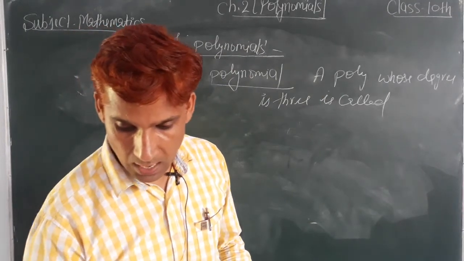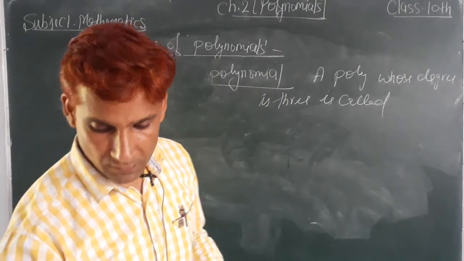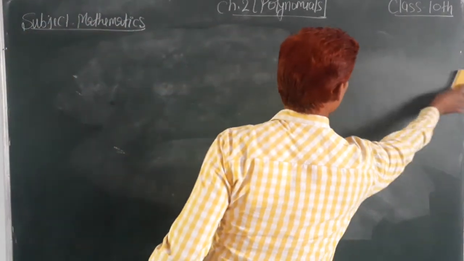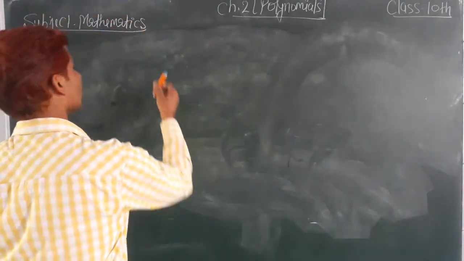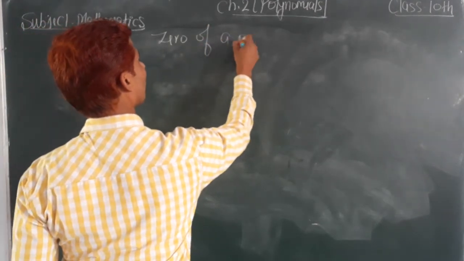Now our next topic is zero of polynomial. What is the meaning of zero of the polynomial? जीरो का मीनिंग क्या होता है? What is the meaning of zero of polynomial? Zero of a polynomial.